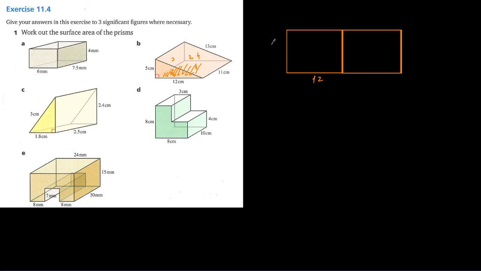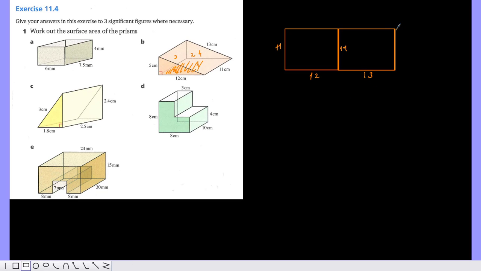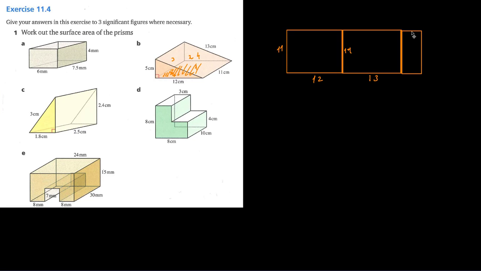That's 12, and the length is 11 here. Okay, and the second one, the upper part, is 13 and 11, and the last one is going to be 5 and 11. This side is 5, then it's 11. So I can put them in order like this, because as you see, they're connected to each other with 11.